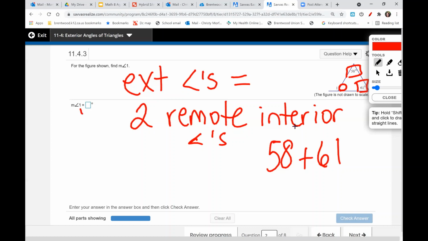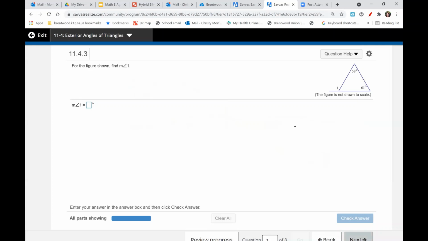Well, I don't need a calculator for that. I know that's 119 degrees, and I'm done. So when they're asking you for an exterior angle, just add the two angles that are far away from it. So that's how you do number 2.